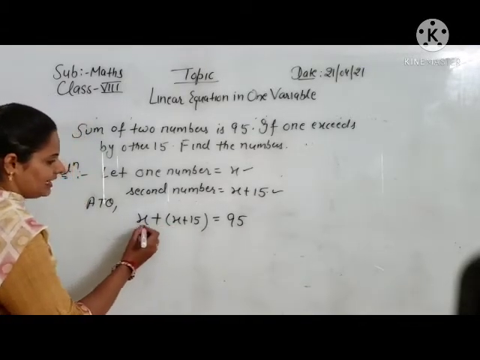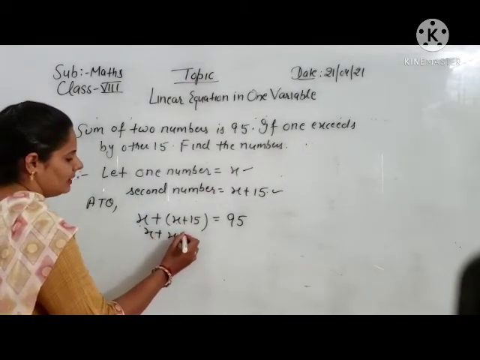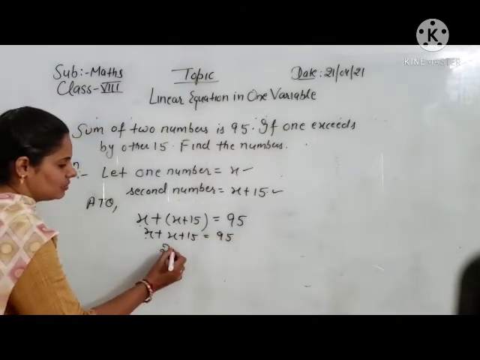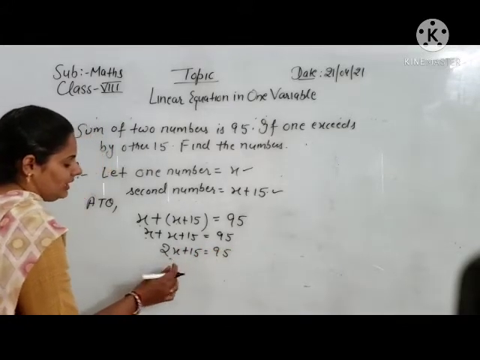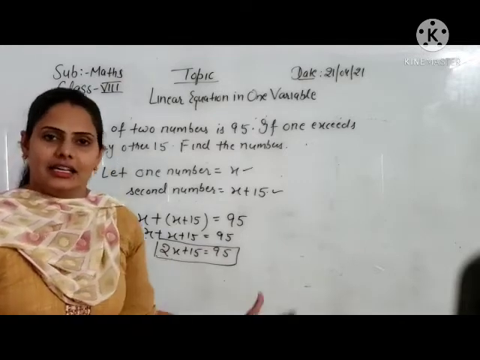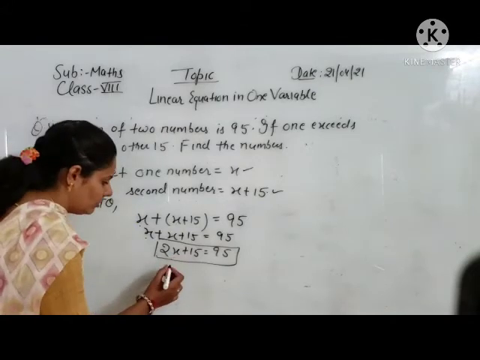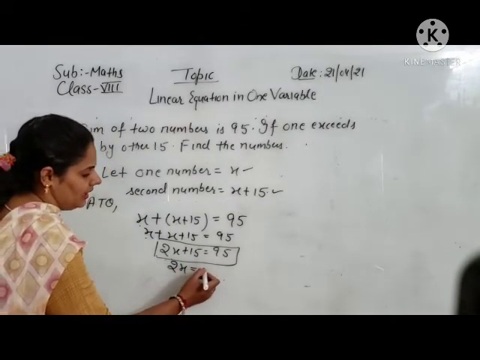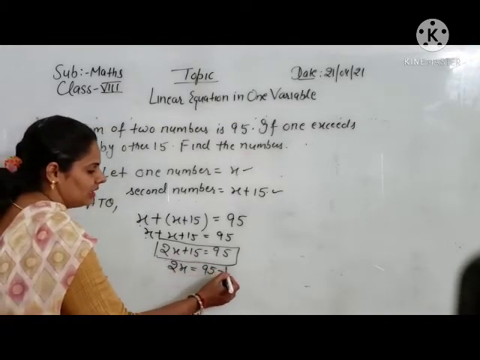Now you will add x plus x. So simply x plus x is 2x, plus 15 is equal to 95. Now again you can see this equation. Which type of equation is this? Again a linear equation in one variable. This type of equation you have already solved. So how will you solve this equation? Variable on one side and all the numbers on the other side. So 95 and 15 you will take to the right hand side.